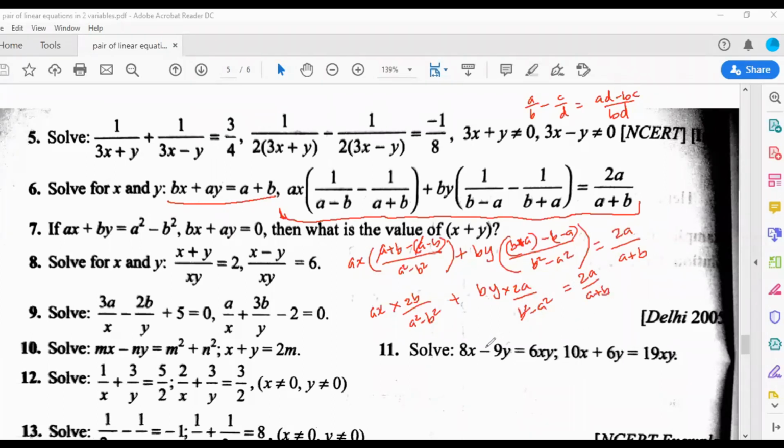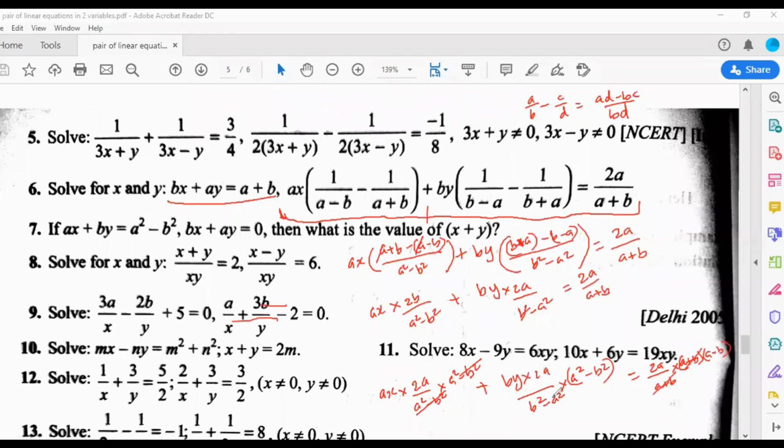Now you can multiply this entire equation by a square minus b square. What will come? ax into 2b by a square minus b square into a square minus b square, this will be cancelled. And plus by into 2a by b square minus a square, into a square minus b square, is equal to 2a by (a plus b) into a square minus b square. Here we can write a square minus b square as (a plus b) into (a minus b), so (a plus b) and (a plus b) will be cancelled.